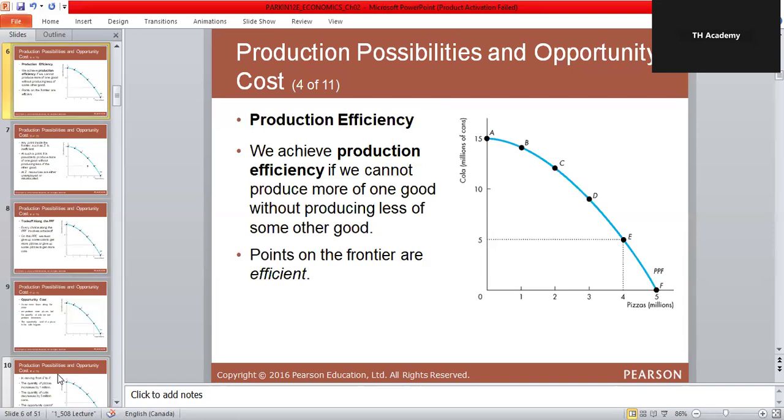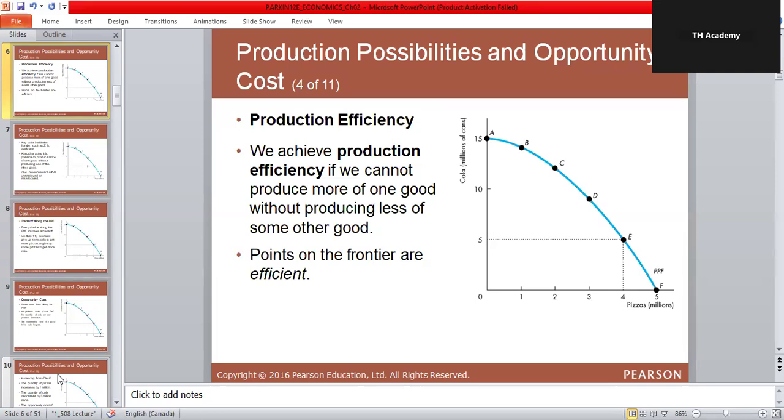If you are at a point on the PPF, like point E, 4 million pizzas and 5 million cans of cola, you are using all your resources perfectly, right? So your ovens are busy, your workers are productive, and nothing is wasted. So you cannot magically produce one more pizza without making less cola, because all your resources are fully used.